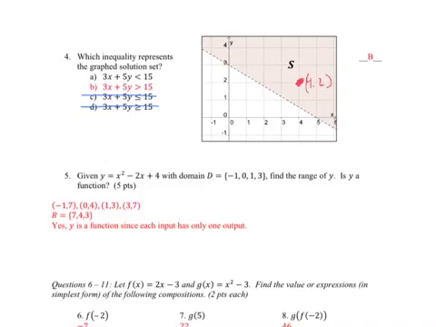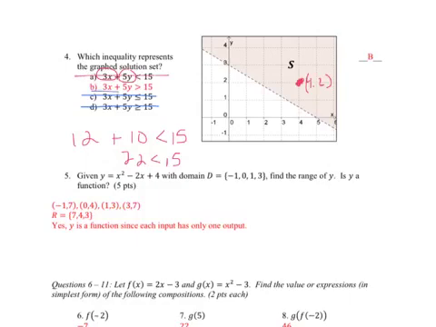Well, let's test it in part A. If we test (4, 2), this becomes 12. This becomes 10. 12 plus 10 is less than 15. Is that true? Well, that means that 22 is less than 15. That's not true, so choice A is not our answer. So clearly, it's going to be choice B.